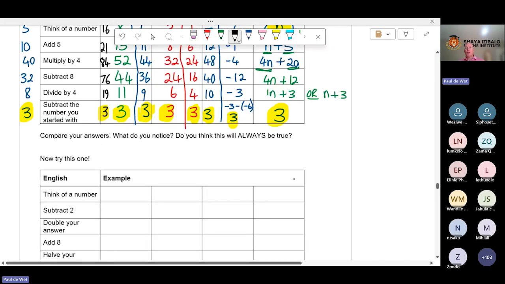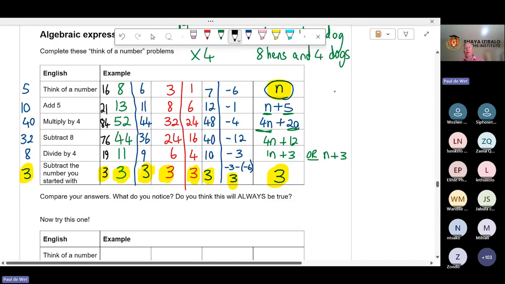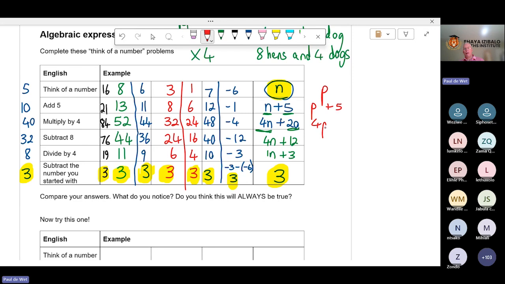Okay, so guys, if you started with P, I'll show you what happens if you start with P. You get P. You add 5, you get P plus 5. You multiply by 4, you get 4P plus 20. You subtract 8, you get 4P plus 12. You divide by 4, you get P plus 3. You subtract the number you started with, you get 3. It doesn't matter what you start with.